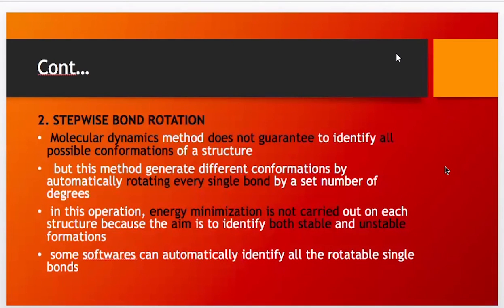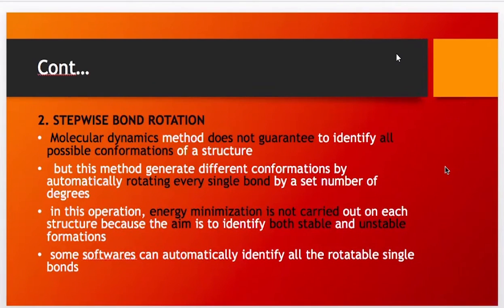The second conformation analysis program that can be used is stepwise bond rotation. Again, the molecular dynamics program does not guarantee to identify all the possible conformations of the structure. Once you have drawn this structure, it's important to have different conformations of one compound, because you need to compare all these structures to see which one will be most stable. It is better to have a variety of conformations than only having a few of them.